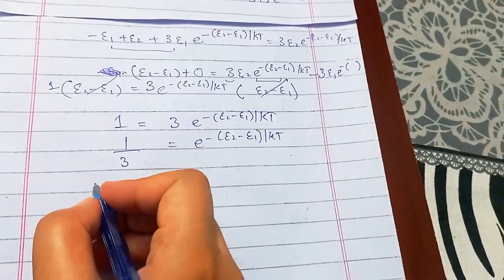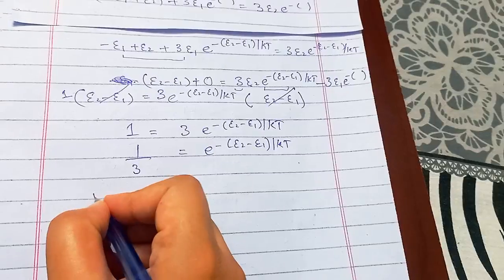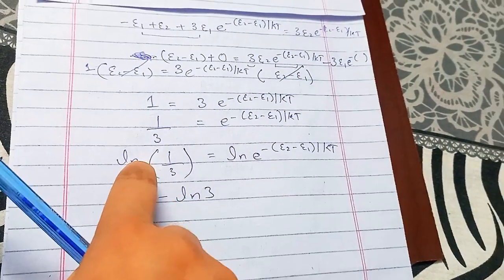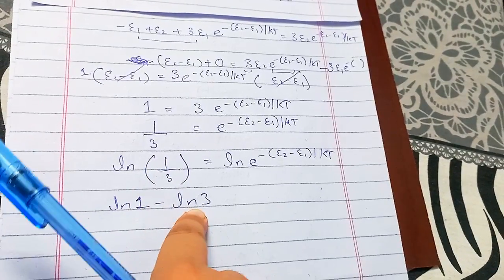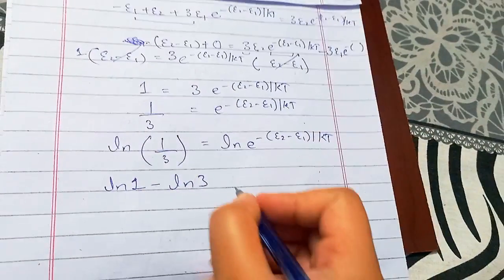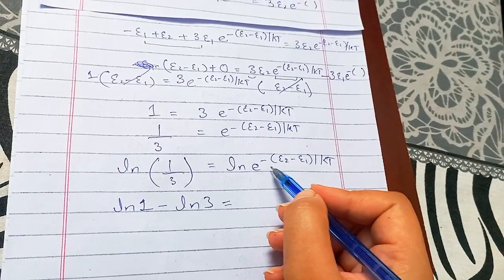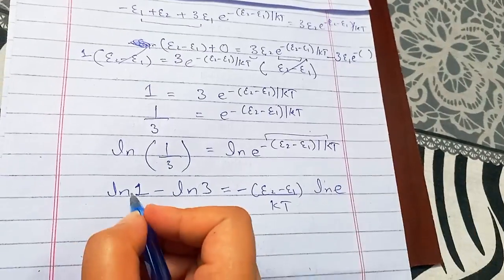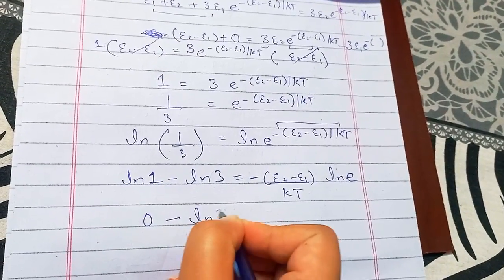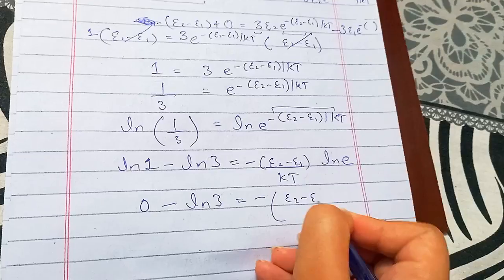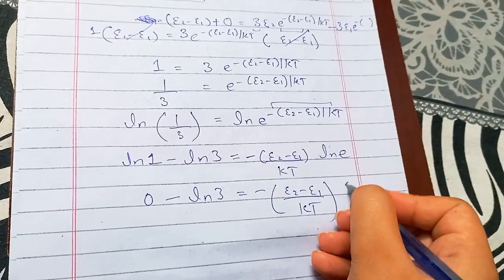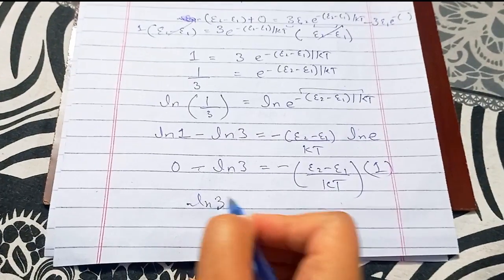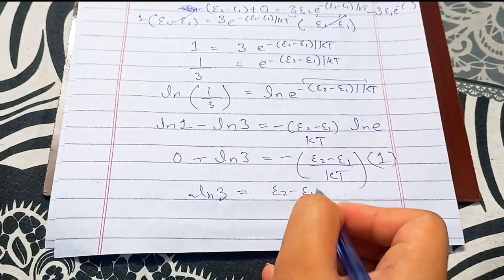It's an exponent. For that purpose, what we are going to do is take natural log on both sides, and it's the property of natural log that we can write it like that: natural log of numerator minus natural log of denominator. Okay, natural log of 1 minus natural log of 3, that is equal to, and here it's the property of natural log that the exponent will come in as the coefficient, and natural log of e is left. Natural log of 1 is 0, minus natural log of 3 equals negative (E2-E1)/kT. Natural log of e is 1, so here it's negative sign and this negative sign cancels out. Natural log of 3 equals (E2-E1)/kT.